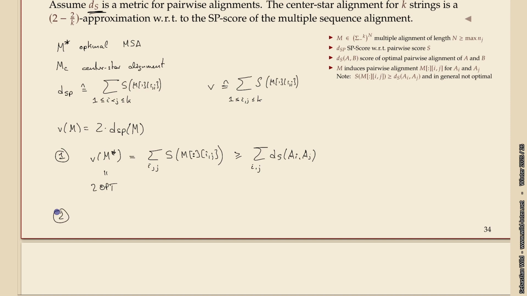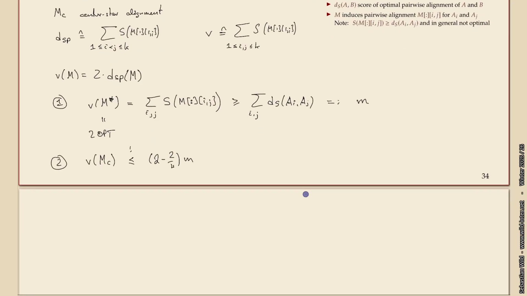Then the second step will be to show an upper bound for our algorithm, the cost for this MC. We'll basically show that it's, let's call this, what can we call this? Let's call it little m. I think that's still free. We'll claim that this is essentially this approximation 2 minus 2 over k times this m. And then the result immediately follows from that by taking the ratio. So why would that be the case?